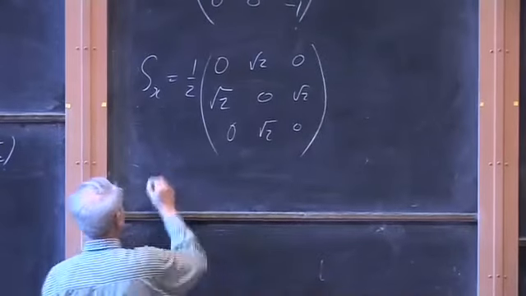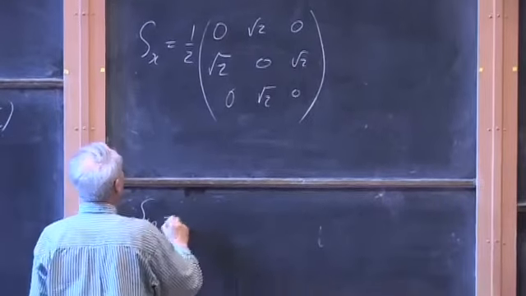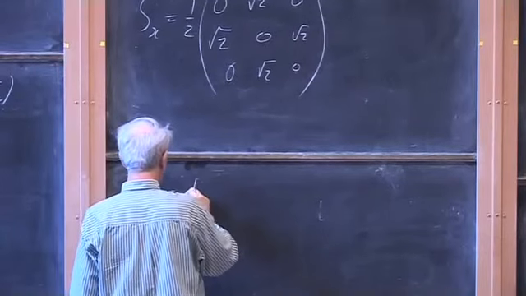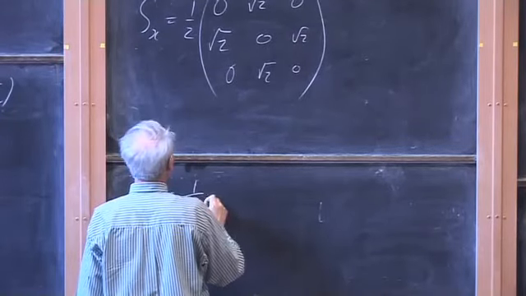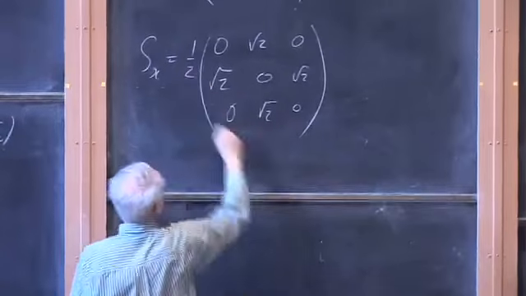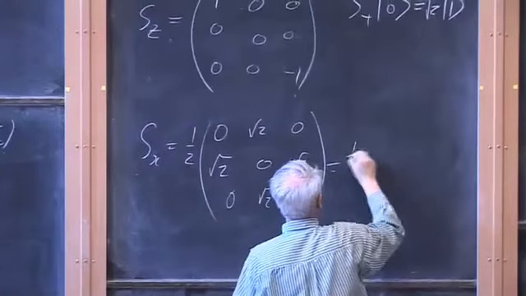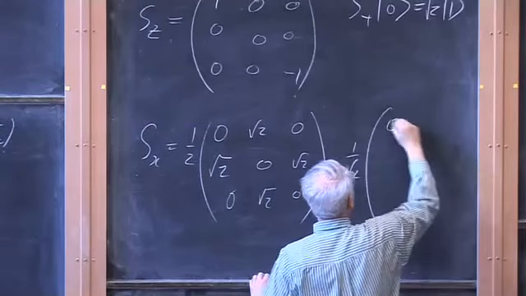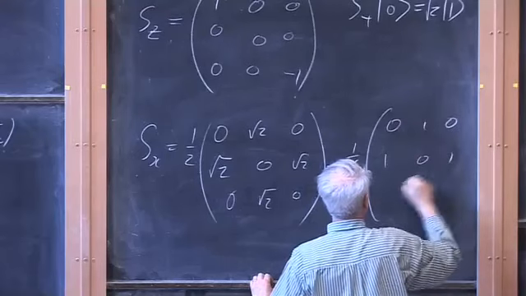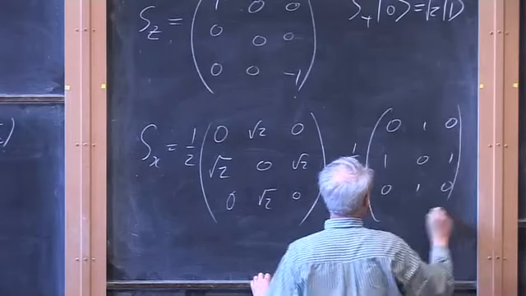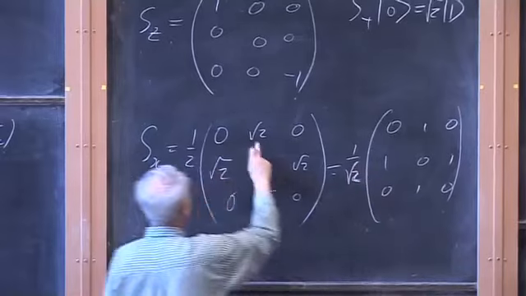And we will get for Sy a matrix that's most handily written as 1 over root 2. This is more easily written as 1 over root 2 of nothing, 1, nothing, 1, nothing, 1, nothing, 1, nothing. Just taking out the factor of root 2.